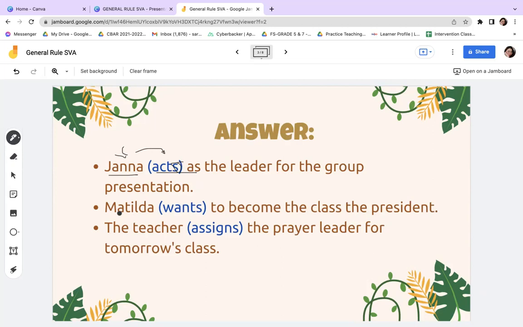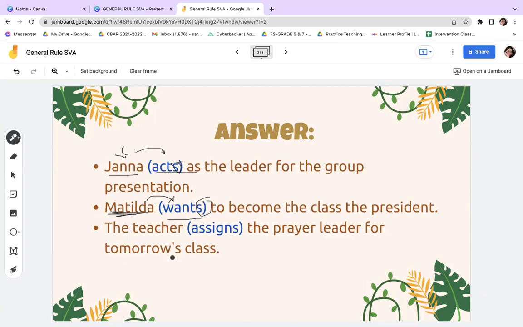We also have: Matilda wants to become the class president. You can see that Matilda is your singular subject. That's why it takes the singular verb, which is wants. Your singular verb always ends with S.